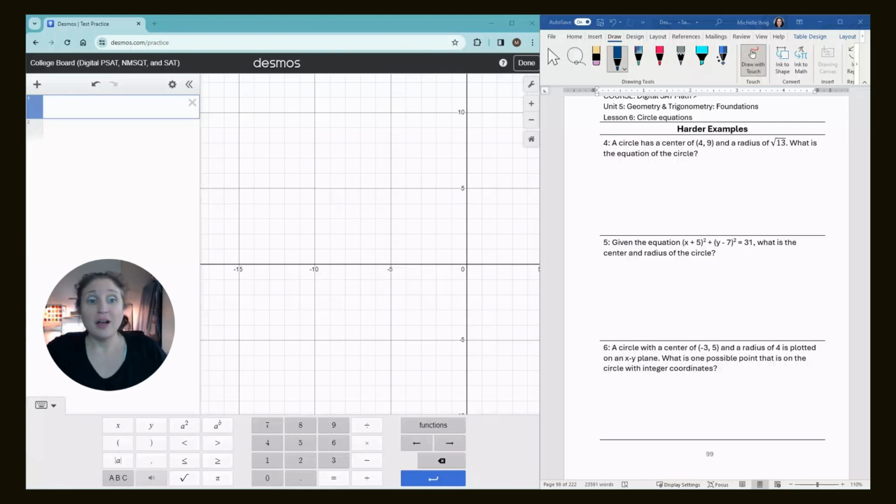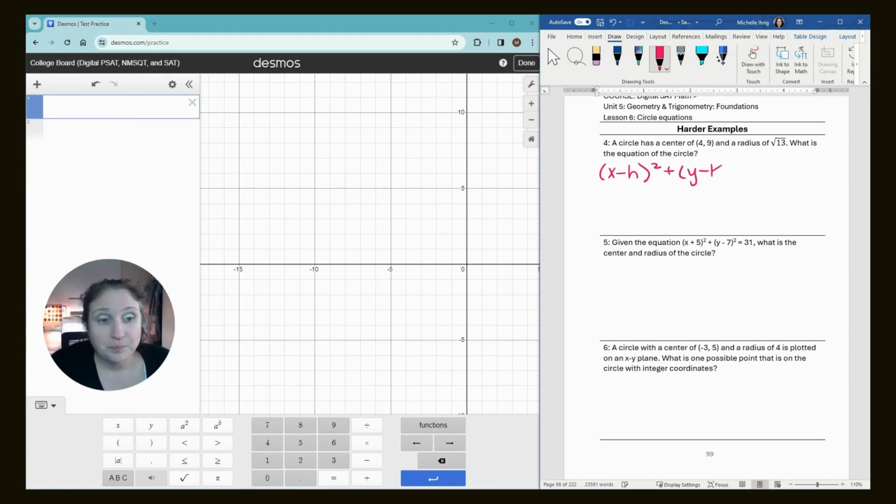Let's do this. A circle has a center of (4, 9) and a radius of the square root of 13. What is the equation of the circle? This is a formula that you should know. And the radius is squared. Basically, all we're doing is taking this 4 and putting it here, taking this 9 and putting it here, and then putting the square root of 13 in for r.